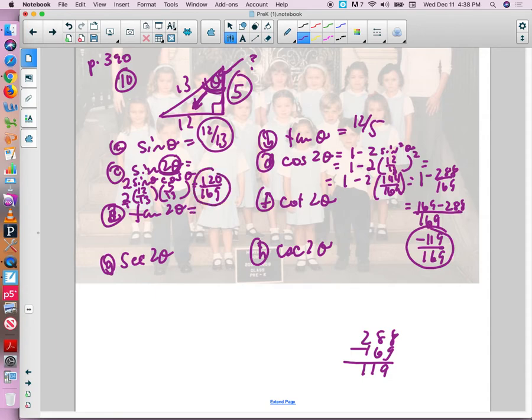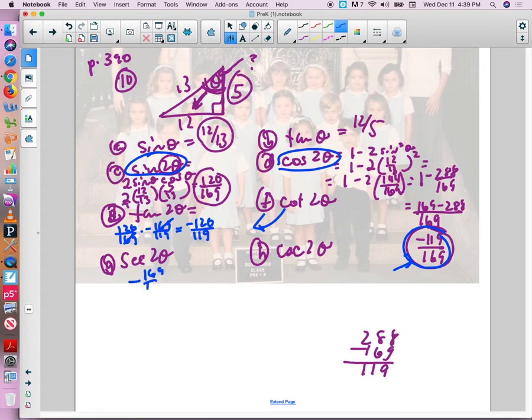Tangent 2 theta, you can use the formula, or you could just put sine over cosine. Sine 2 theta over cosine 2 theta, which would give you 120 over 169 divided by this, or multiplied by the reciprocal. These cancel, and you get negative 120 over 119. Then cotangent, you just flip it over. Secant, you flip this one over. And of course, cosecant, you flip the sine over. You don't really need my help with that.